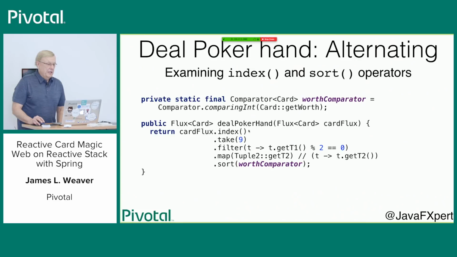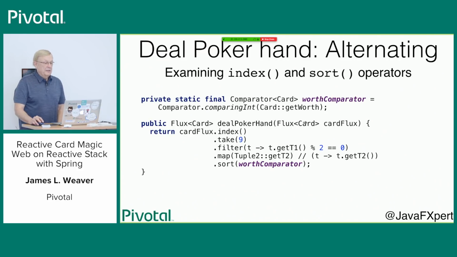So here is the method then, called deal poker hand, that's going to take a flux of cards, in this case maybe our 52 cards, or maybe just the hearts or whatever, just some cards, and then we're going to deal them, and we're going to return a flux of cards.